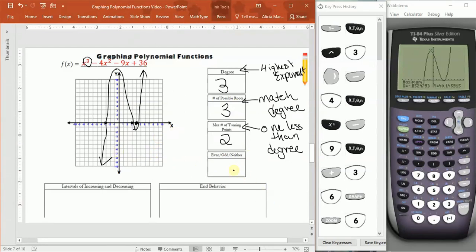Let's go ahead and do some information here. Even, odd, neither. Remember, even means it folds along the y-axis. Odd means the diagonals match. In this case, none of them, so we're going to say it's a neither.